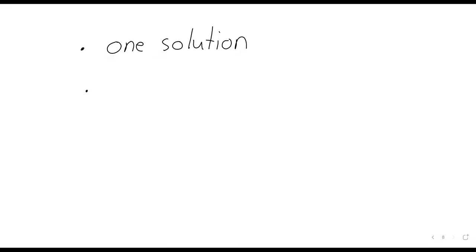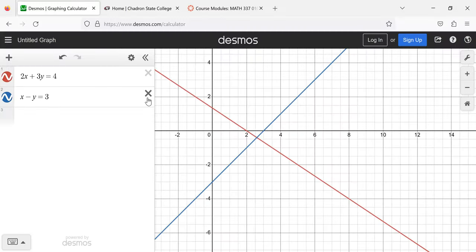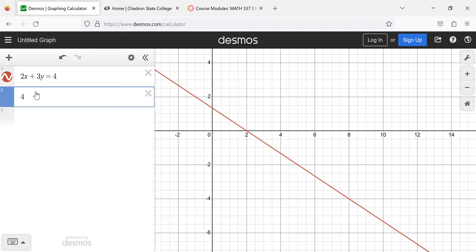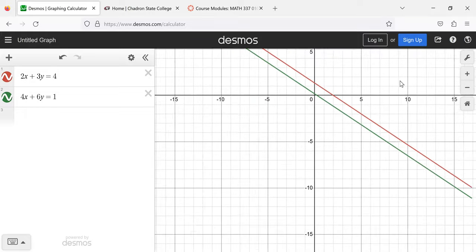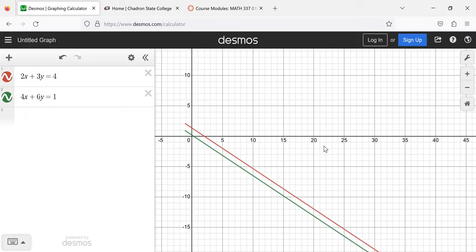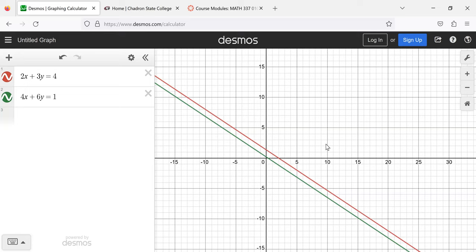Going back to Desmos, if we change this system of equations, and now our second equation is 4x plus 6y equals 1, these lines are parallel. They never intersect. So there is no way a point can be on both lines. So there is no point that's a solution to both these equations.